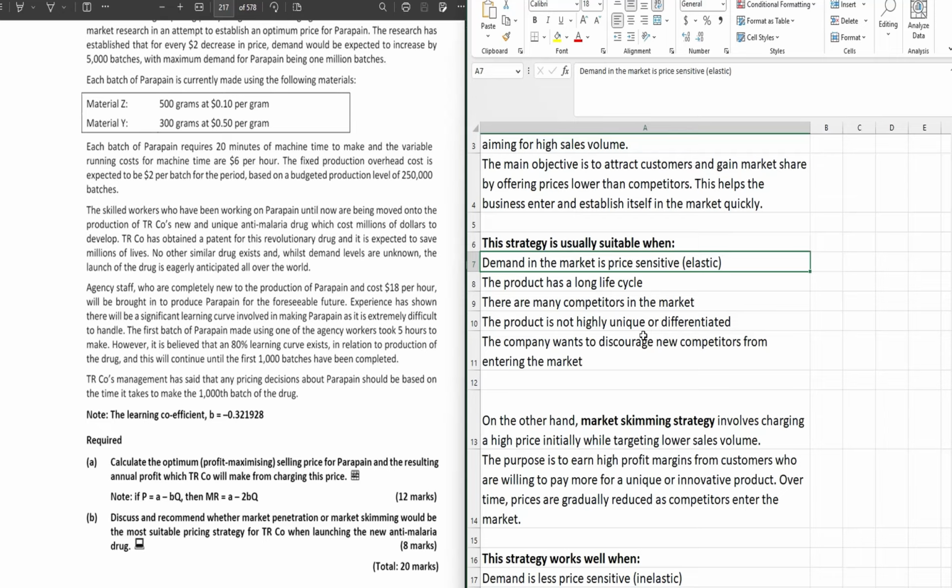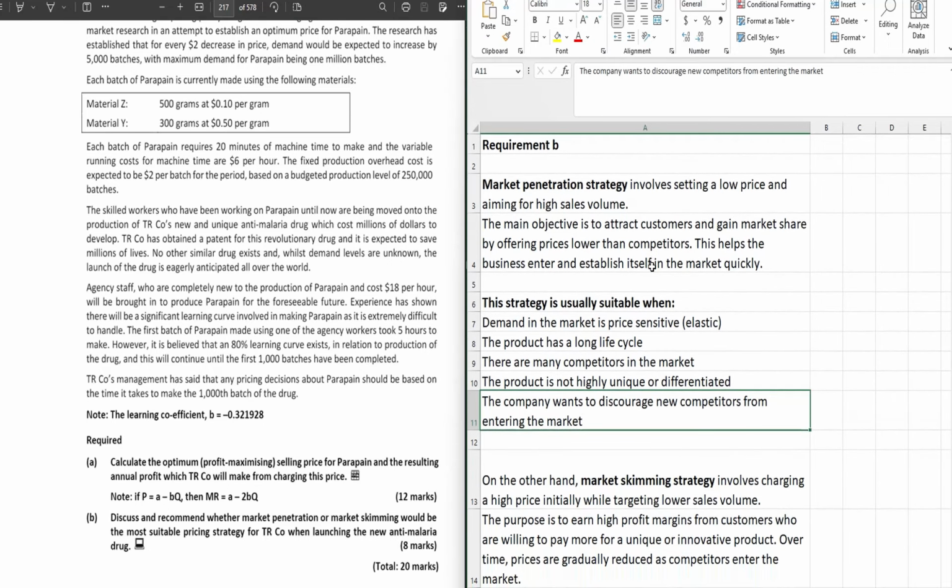There are many competitors in the market. So if there are many competitors, we need to reduce the price so that customers are attracted towards our product and services, right? The product is not highly unique or differentiated, okay, and the company wants to discourage new competitors from entering the market. So this is the situation where market penetration will be suitable.